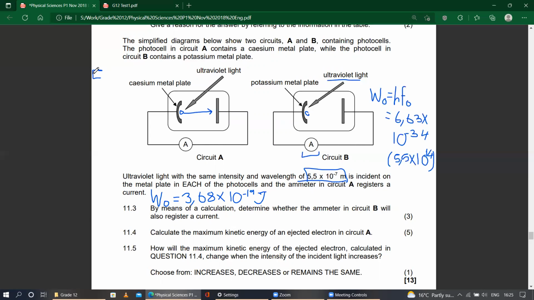the energy of the UV light. So that's gonna be E is equal to hc over lambda. So that's gonna be h, which is our 6.63 times 10 to the exponent negative 34.